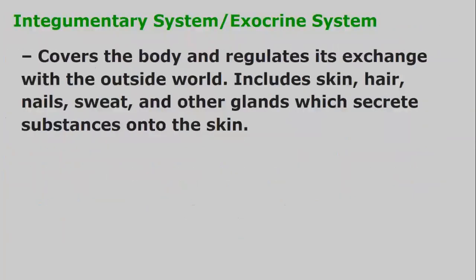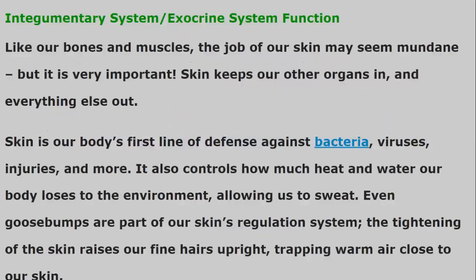Now we're going to talk about the integumentary system. I really enjoy the integumentary system too. The integumentary system, or exocrine system, covers the body and regulates its exchange with the outside world. It includes skin, hair, nails, sweat, and other glands which secrete substances onto the skin.